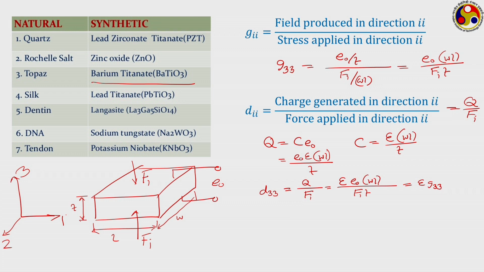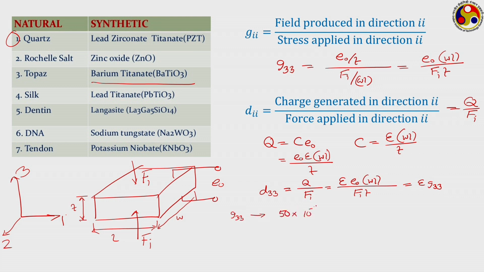So, if we know the value of the dielectric constant of the corresponding material and some idea about this G, then we can measure this D, and this D can subsequently be related to the displacement, which we are not discussing here. Now, the value of G generally comes from the manufacturer. We can talk about two very common materials, one is quartz and the other is the synthetic one, barium titanate, BaTiO3.